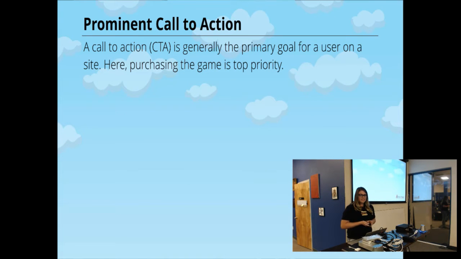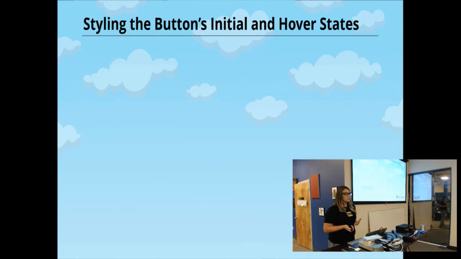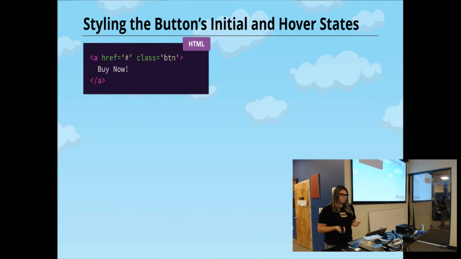A reason we gave here for using a transition is that the whole point of the app itself is to sell this game. So the Buy Now button, we could make it more prominent by using CSS transitions. Let's jump right into the code.